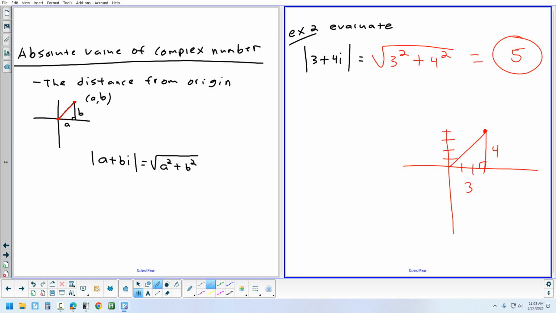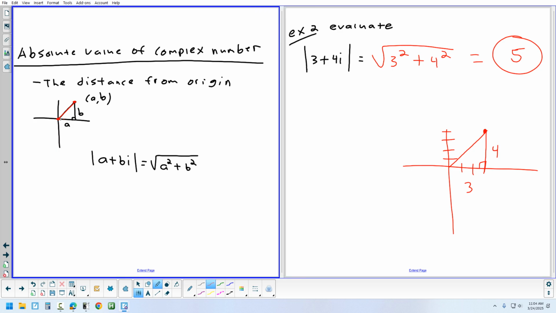And that's it. Another thing about absolute value is it always comes out to a positive number. You'll never get a negative number. It could come out to 0 if the point you were finding was right at the origin. But as long as it's not that point, it will be a positive number. Any question on how we got 5?